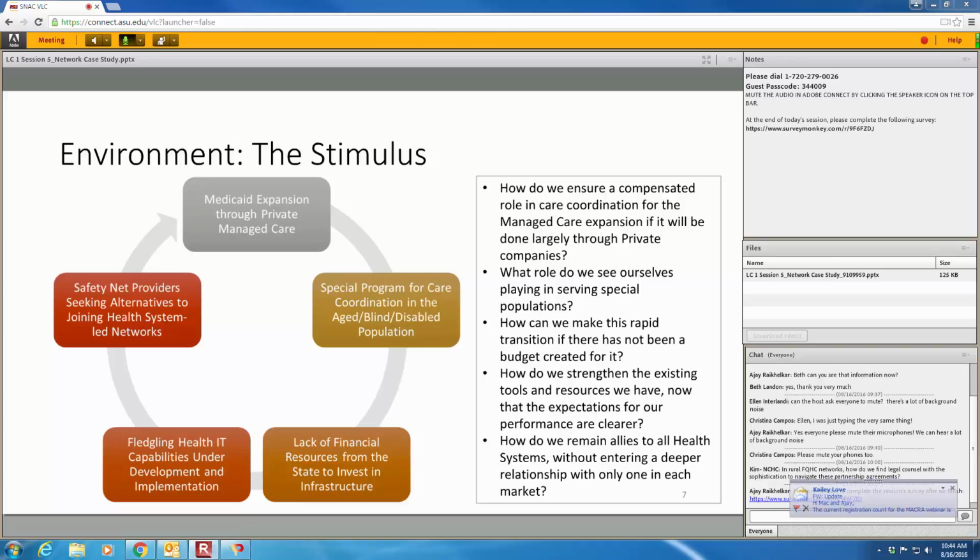So let's start the overarching discussion, and I will call on folks if nobody volunteers, but the first question that we pose to you is, given what you just heard, what type of network model might be most appropriate for addressing this environment?